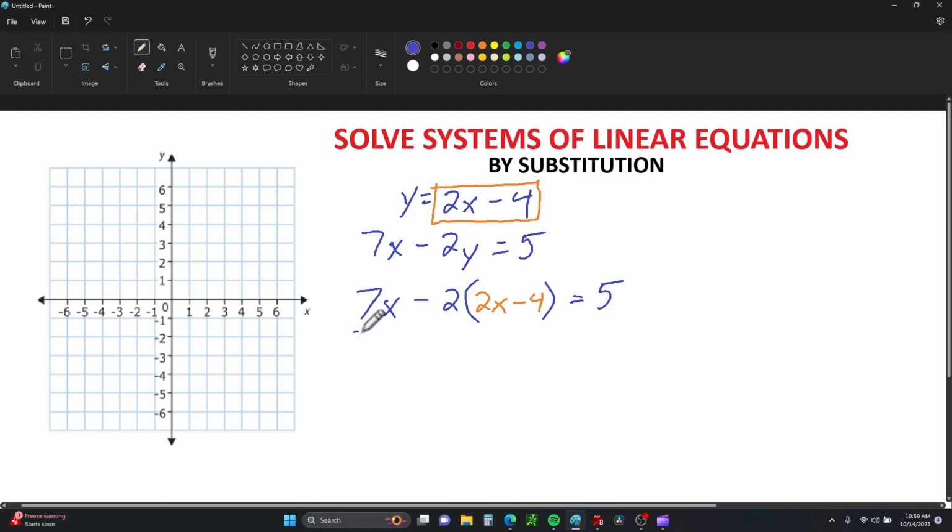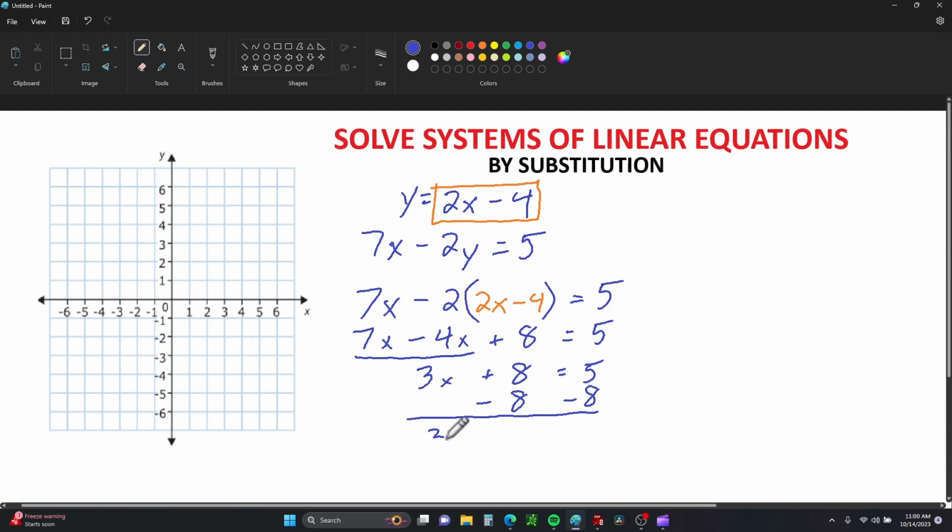Now continuing on, I'm going to simplify. So I have minus 2 times 2x is minus 4x. And then I have minus 2 times minus 4 is plus 8, equals 5. The really good thing about this is that now this equation no longer has a y component to it. It's just the x variable. So now I can combine like terms and I get 3x plus 8 equals 5. Now I'm going to subtract 8 from both sides. So I get 3x equals minus 3.